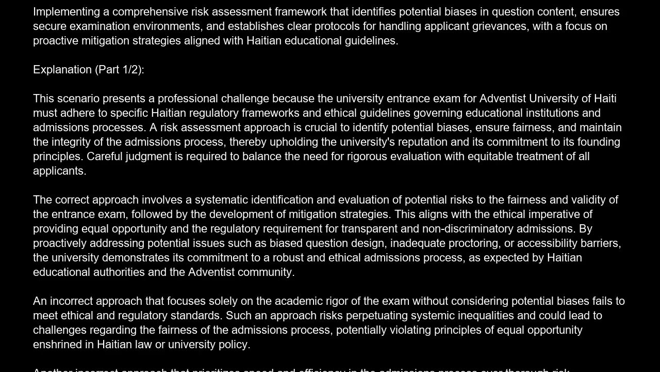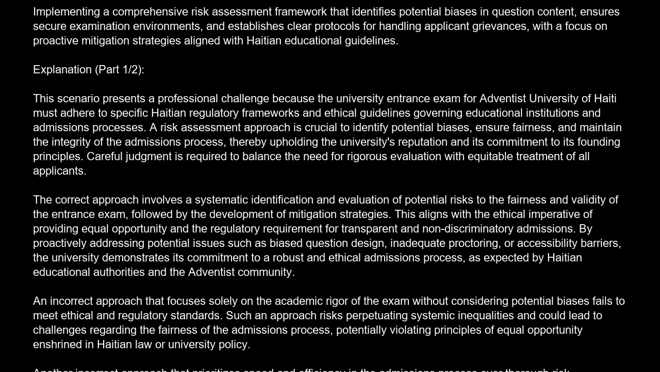Explanation. This scenario presents a professional challenge because the university entrance exam for Adventist University of Haiti must adhere to specific Haitian regulatory frameworks and ethical guidelines governing educational institutions and admissions processes. A risk assessment approach is crucial to identify potential biases, ensure fairness, and maintain the integrity of the admissions process, thereby upholding the university's reputation and its commitment to its founding principles. Careful judgment is required to balance the need for rigorous evaluation with equitable treatment of all applicants.